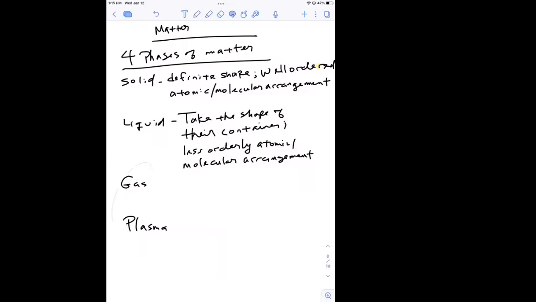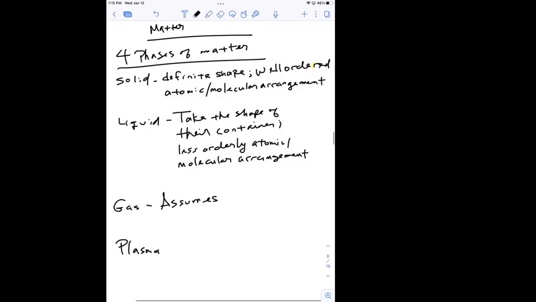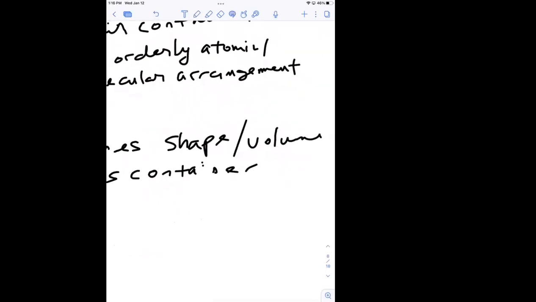All right, so let's talk about gases. The thing about a gas is that it is also going to assume the shape of its container, but also the volume. So it's going to assume the shape and the volume of its container.